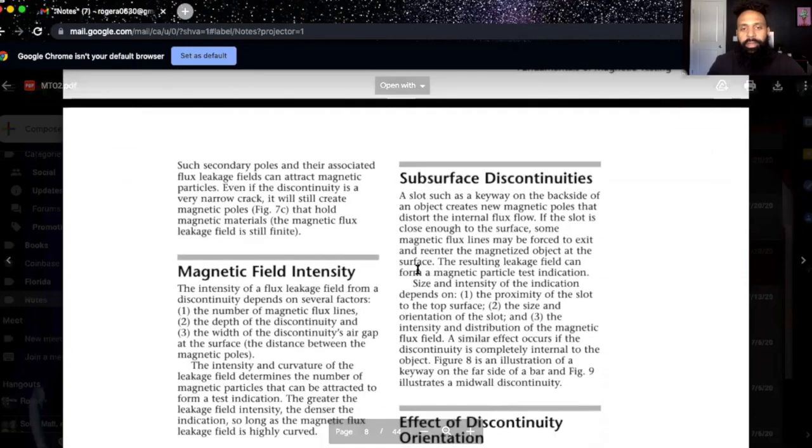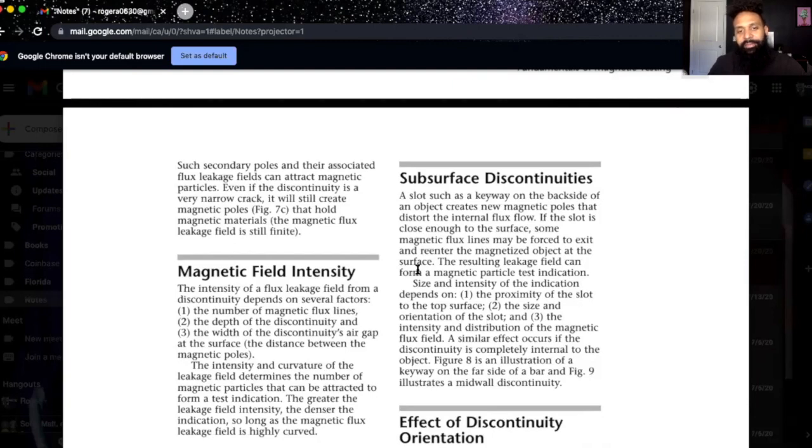Subsurface discontinuities. A slot, such as a keyway on the backside of an object, creates new magnetic poles that distort the internal flux flow. If the slot is close enough to the surface, some magnetic flux lines may be forced to exit and re-enter the magnetized object at the surface. The resulting leakage field can form a magnetic particle test indication.